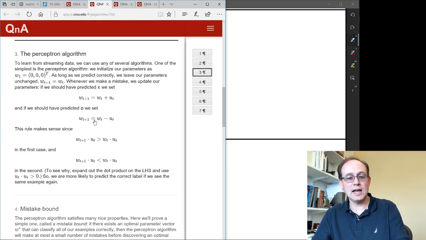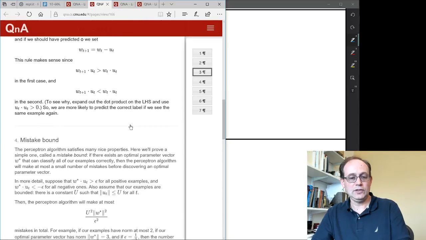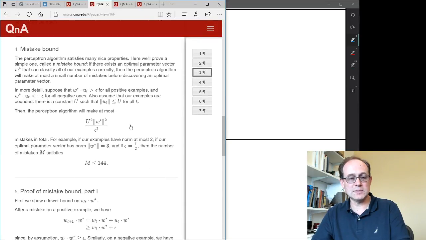All right, and we mentioned last time around that this rule kind of makes sense because if you add the example to the parameter vector, that means that if you see that same example again, W dot U will be larger. And if you subtract it, W dot U will be smaller. And so that means you're more likely to classify it positively in the case of a positive example, and you're more likely to classify it negatively in the case of a negative example. All right. So the thing we're trying to prove is called a mistake bound.